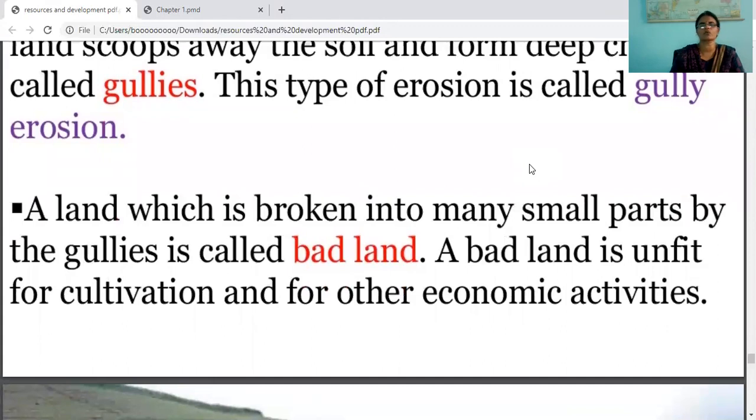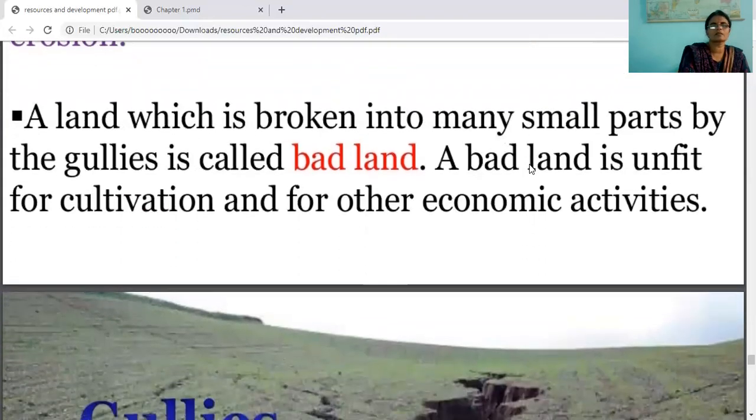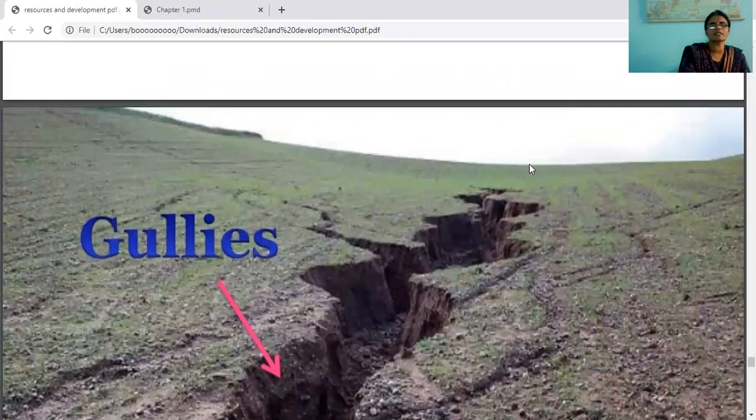As a result of this type of erosion, what happens? Land which is broken into many small parts by gullies is called bad land. This erosion makes the land into gullies, and these gullies are bad land, not good for cultivation. Bad land is unfit for cultivation. Not only for cultivation, it is unfit for any other economic activities. So this erosion is a serious problem.